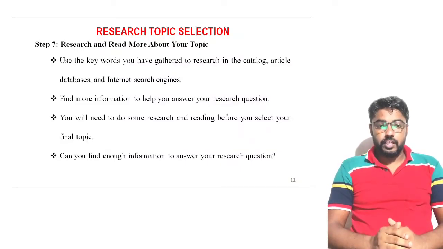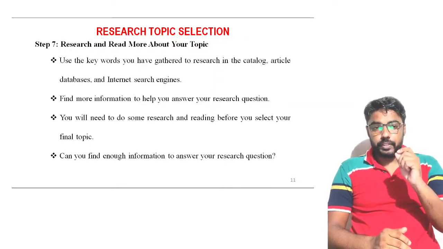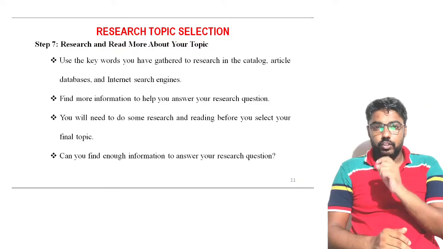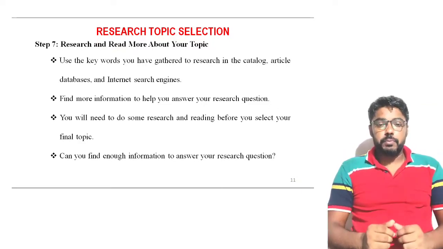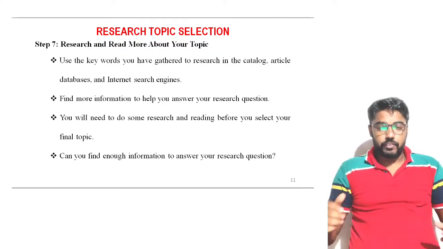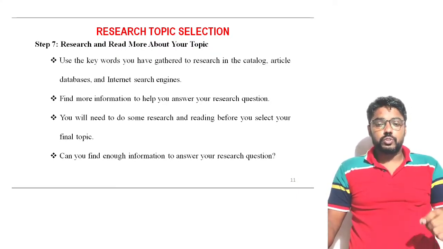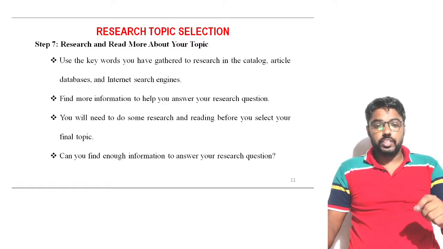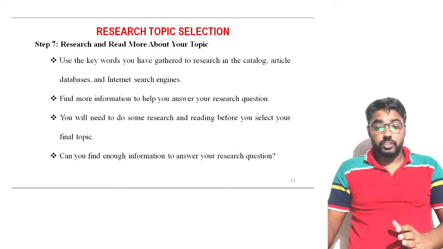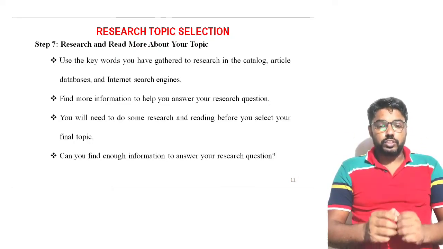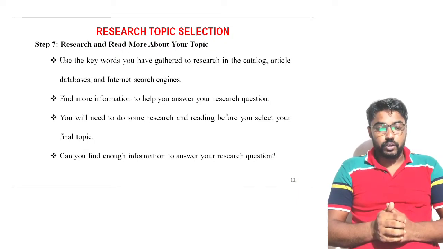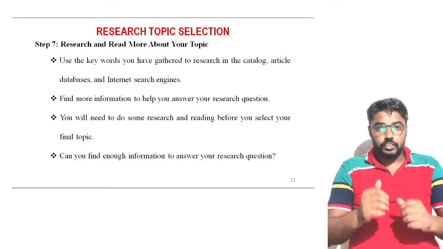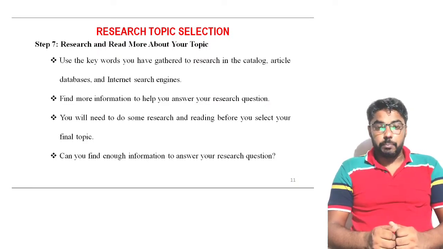And the 7th step is research and read more about your topic. We have developed some keywords. I use those keywords to search catalogs, articles, databases, and internet search engines to get more information about our research topic. You will need to do some research and reading before you select your final topic. This is the 7th step: research and read more about your topic.